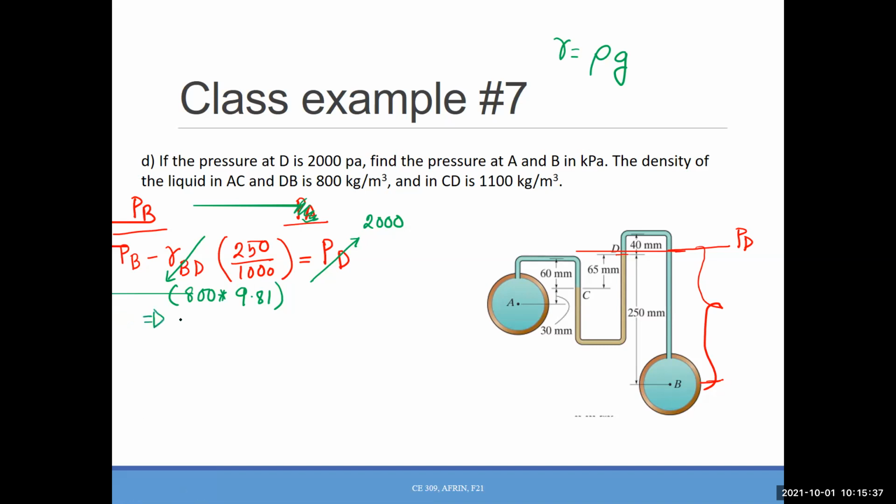What will be the answer for PB? 260... 21? Yeah. Say it again, 21?